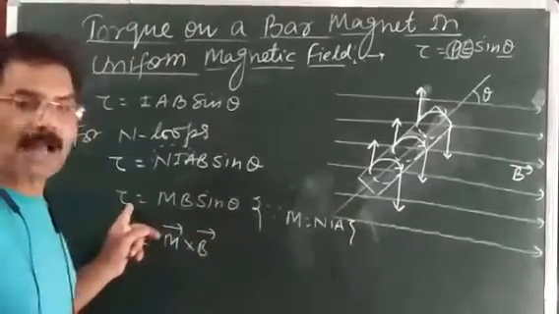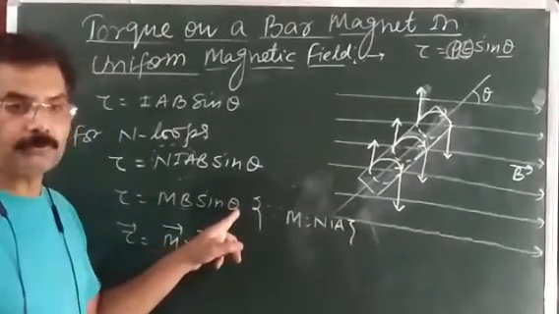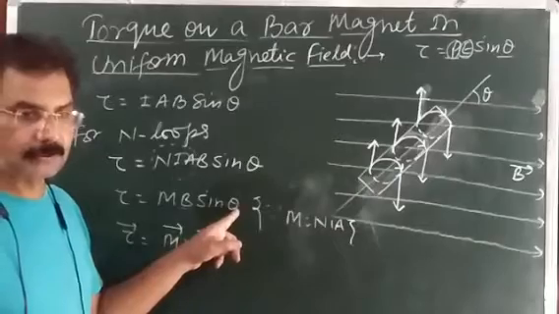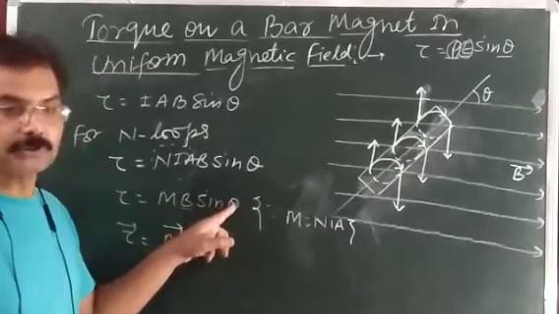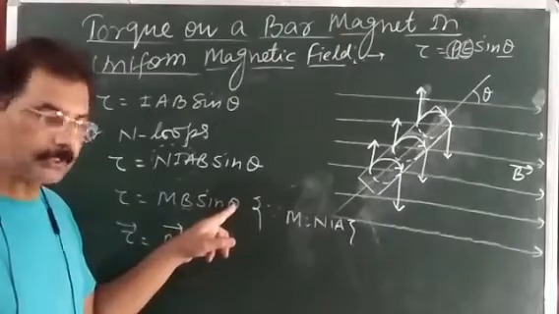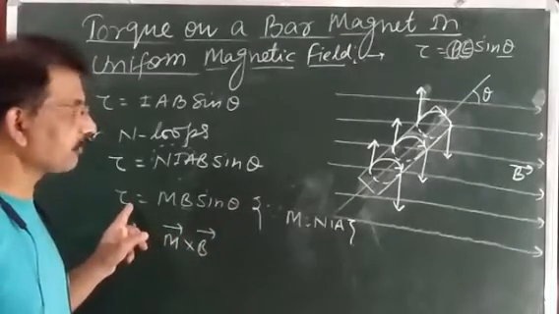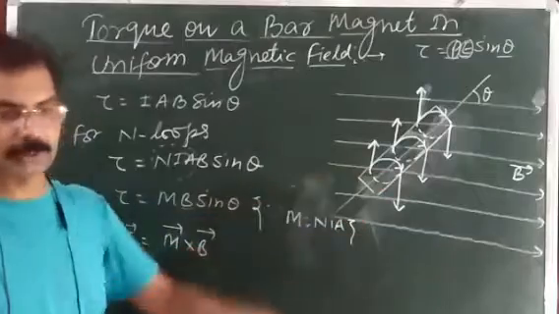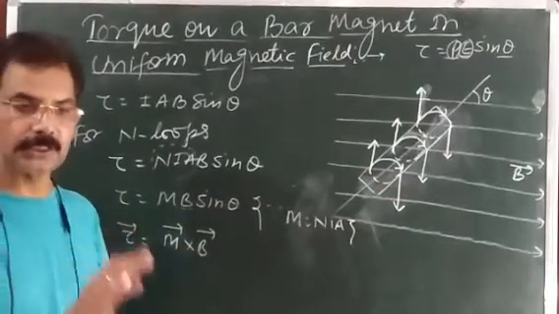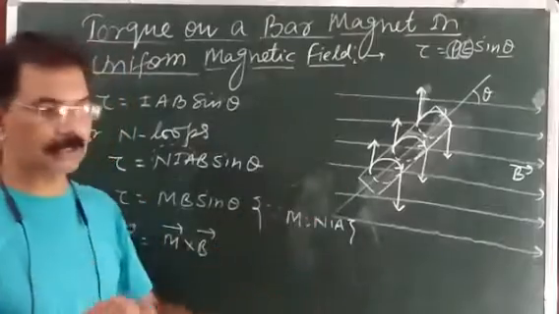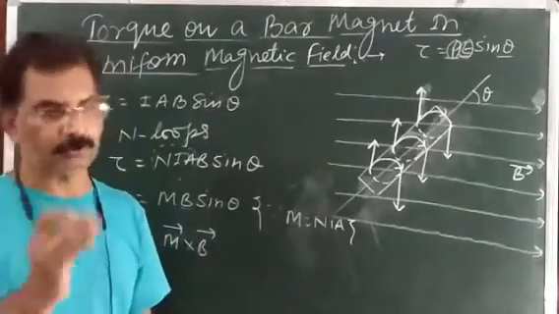This torque will be maximum when theta is equal to 90 degrees. When theta is 90, the torque becomes maximum, and when theta becomes 0 degrees or 180 degrees, then the torque experienced by this bar magnet in this magnetic field is equal to 0. In this way we can find out under what condition the torque acting on this bar magnet is maximum or 0.